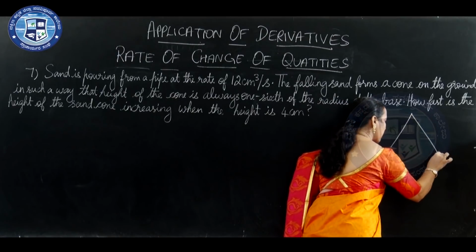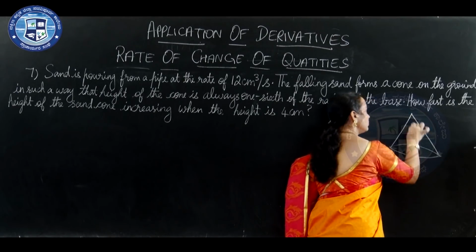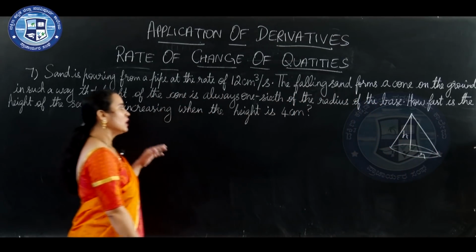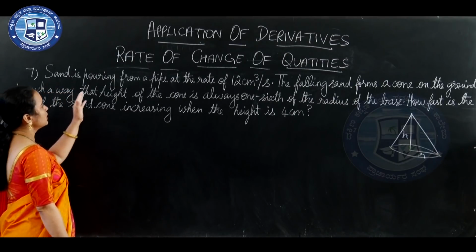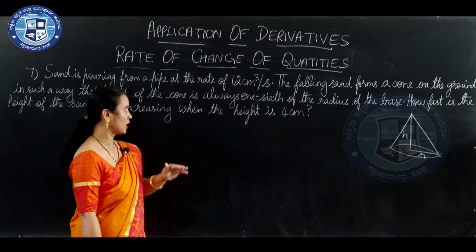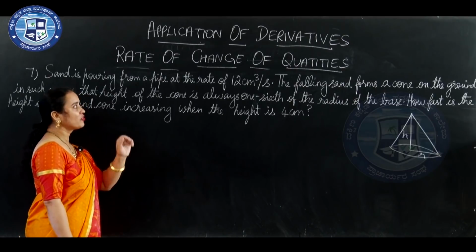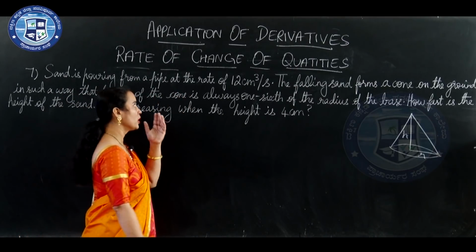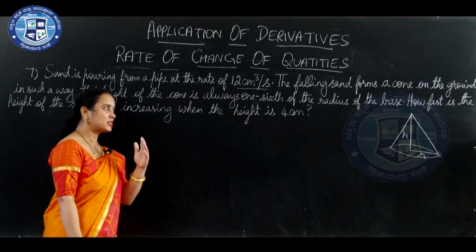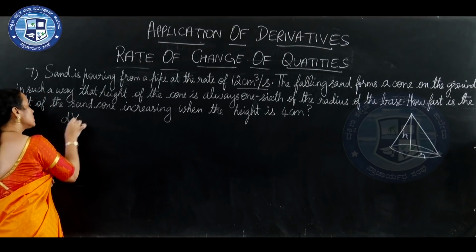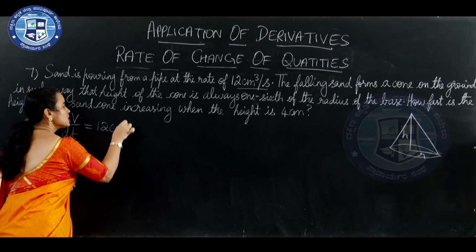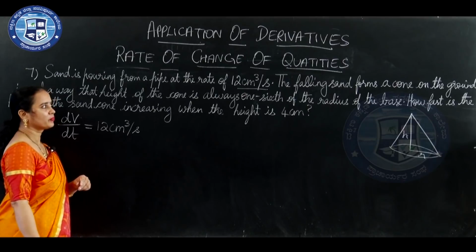So, the falling sand forms a cone, this will be the height and this will be the radius. First, let us write what is given. Sand is pouring from a pipe at the rate of 12 centimeter cube per second. So, this statement itself defines that this is the change in volume. If you are not sure, then just look at the units over here, centimeter cube per second. So, that means this will be dV by dt. So, dV by dt is 12 centimeter cube per second.